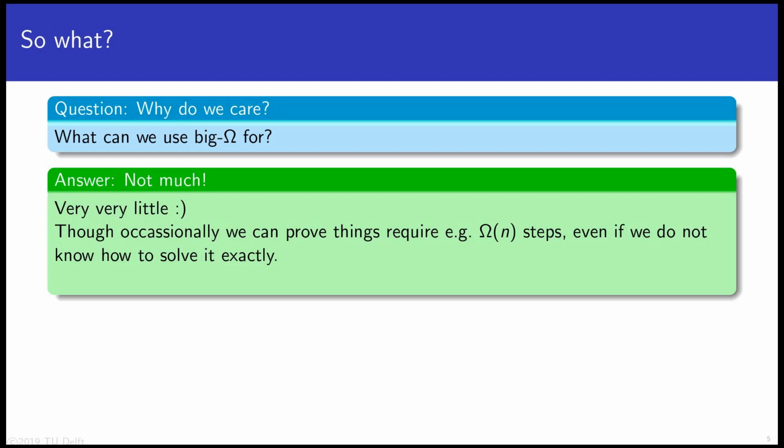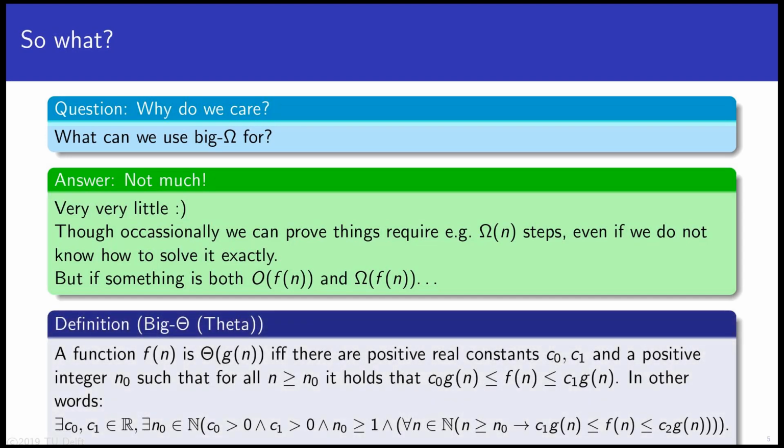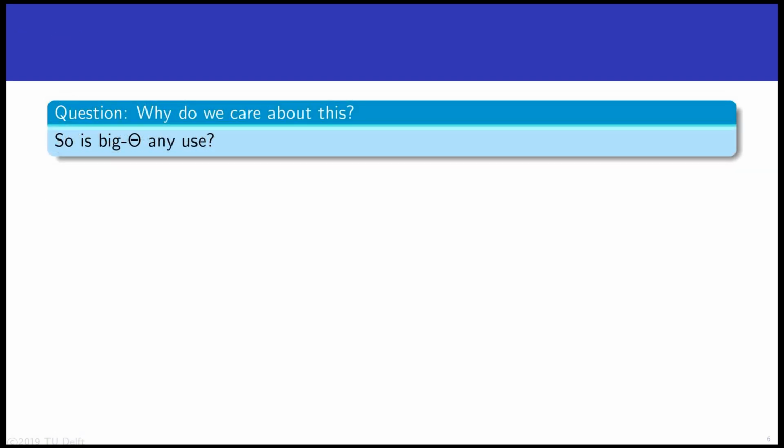So perhaps we can combine these two. What happens if something is both omega of f(n) as well as O of f(n)? Then interesting stuff starts to happen. And for this, we also have a special name. We call it Big-Theta. As soon as something is both lower and upper bound by a certain function, we say it's tightly bound by that function. It behaves as a quadratic or a linear function as n grows large. And that's great, because that's exactly what we've been looking for. So this Big-Theta is very useful. It offers a tight bound on the runtime.